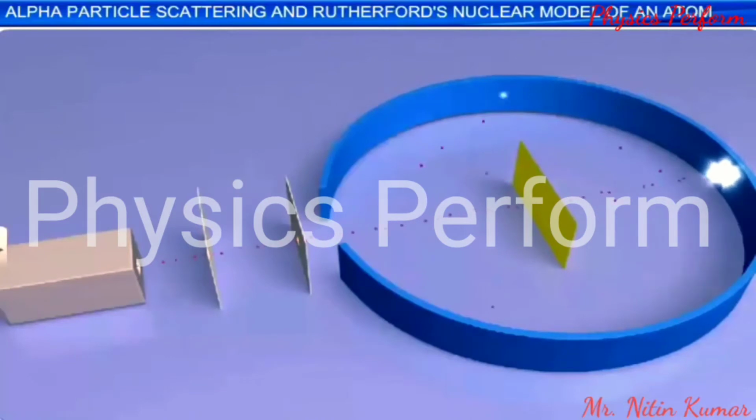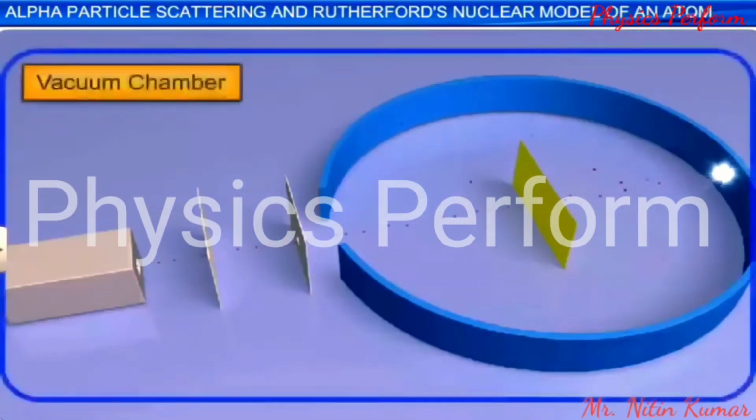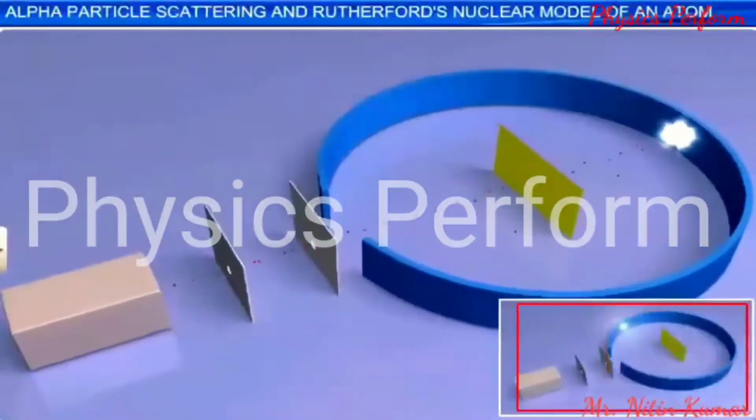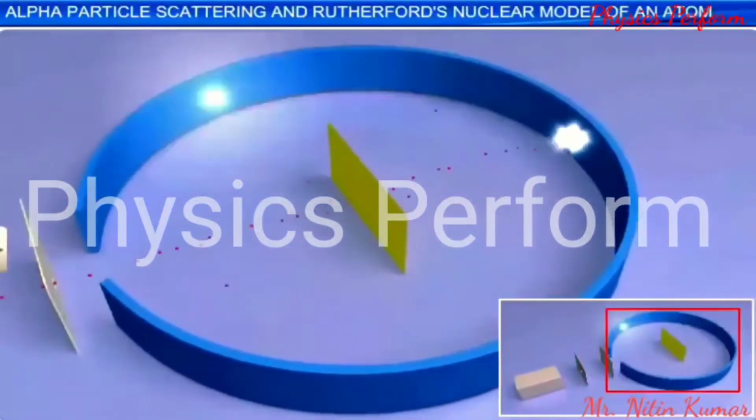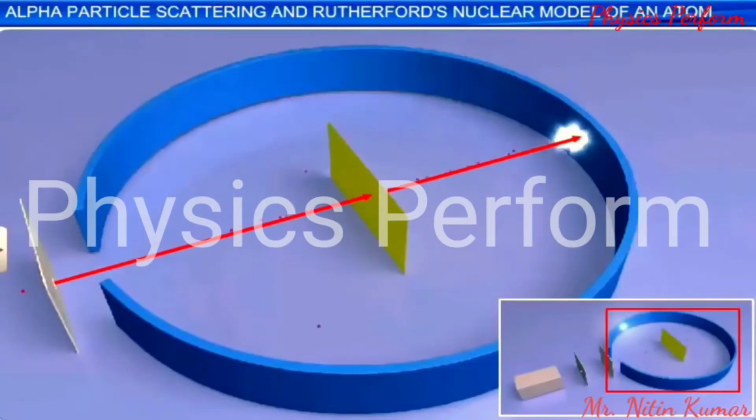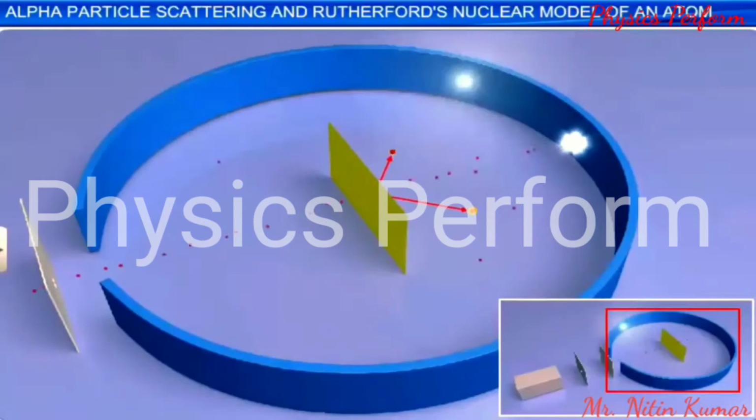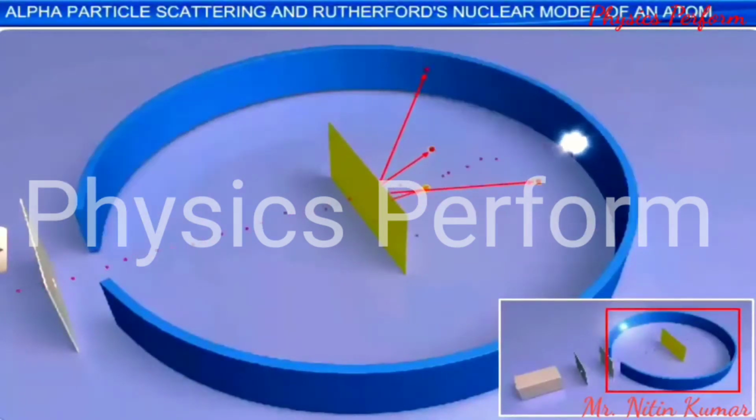This entire arrangement was enclosed in a vacuum chamber to avoid stray particles, if any, entering the experimental area. It was observed experimentally that most of the particles passed straight through the gold foil without any deviation in their path. A few of them suffered minor deviations, and very few of them suffered large deviations.